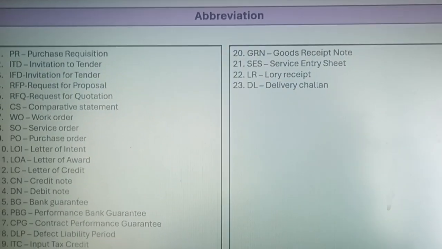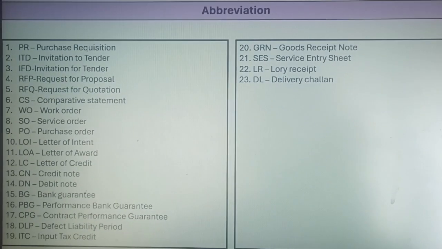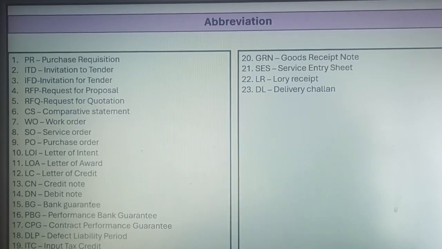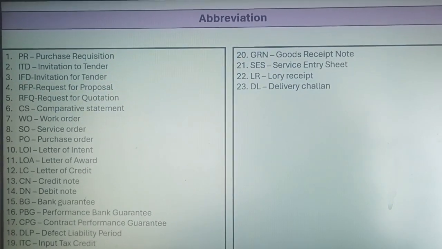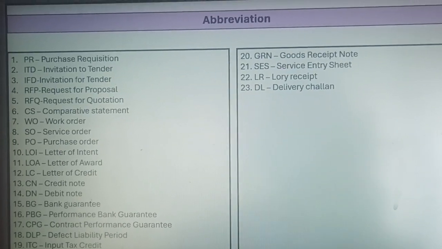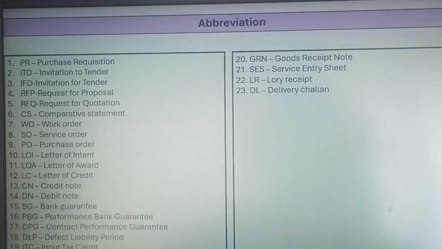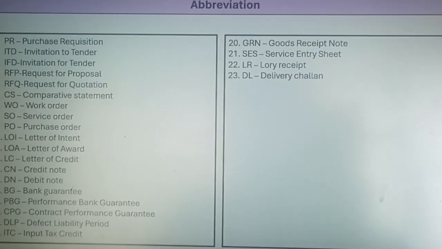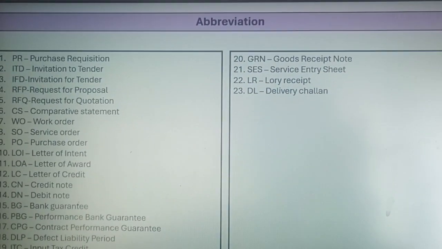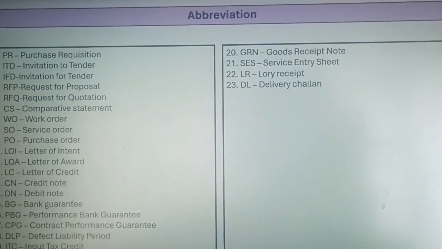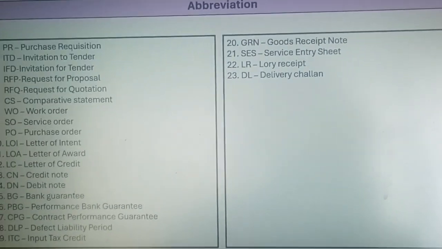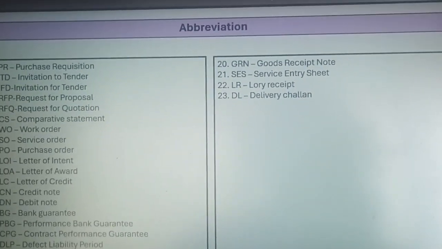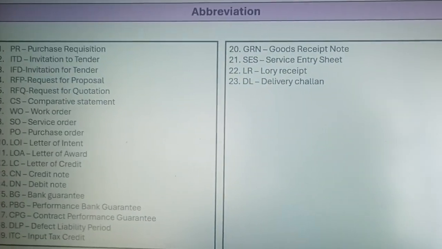Then delivery challan. A delivery challan is raised when the seller sends goods by courier to the buyer, and the delivery challan copy is also sent from the seller to the buyer as confirmation that we have sent you some documents or materials.